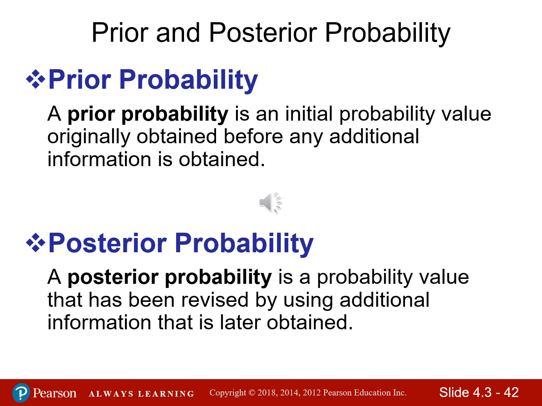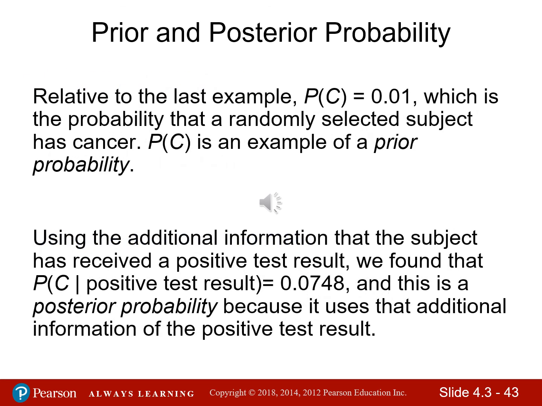A prior probability is an initial probability value originally obtained before any additional information is obtained. A posterior probability is a probability value that has been revised by using additional information that is later obtained. Relative to the last example, the probability of having cancer is equal to 0.01, which is the probability that a randomly selected subject from the population has cancer. So the probability of having cancer is an example of a prior probability.